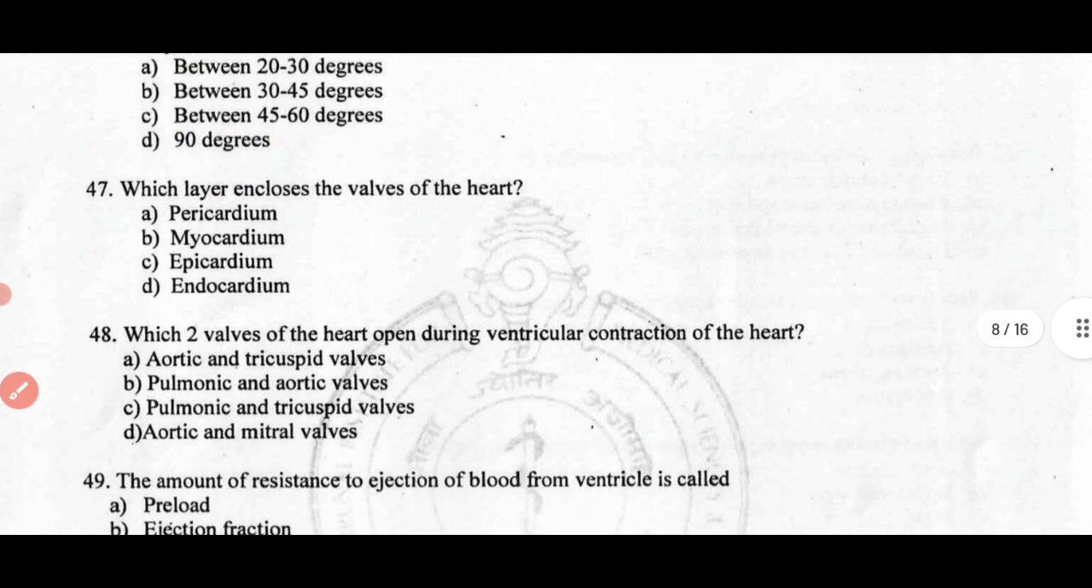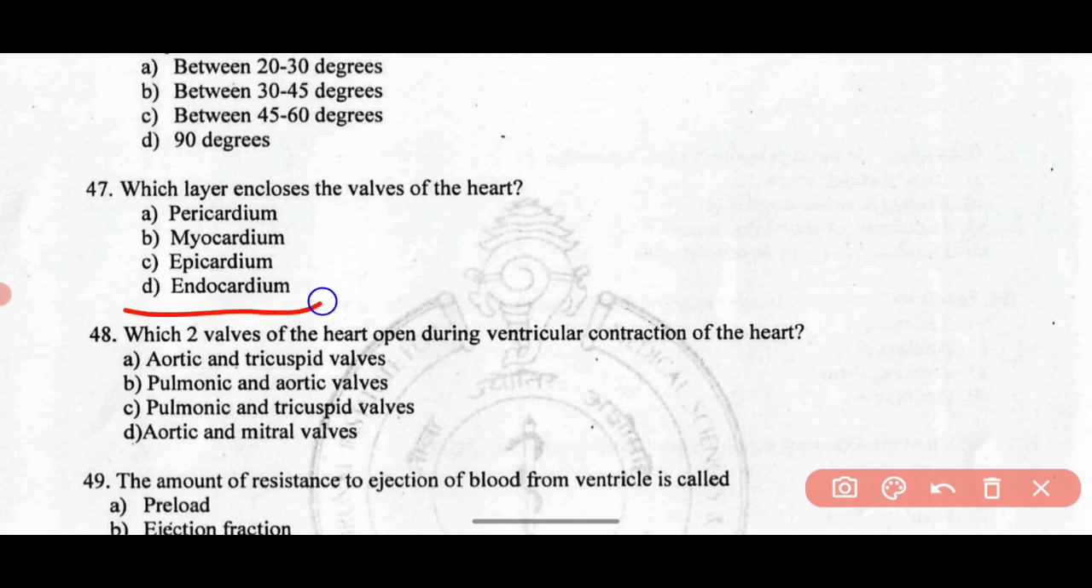Which layer encloses the walls of the heart? Walls of the heart means what? Tricuspid, bicuspid, semilunar valves. These are the structures present in the heart. And what is covering these walls? Endocardium. Endocardium is the innermost layer and it is covering the walls of the heart. And here the right answer is option D, that is endocardium.